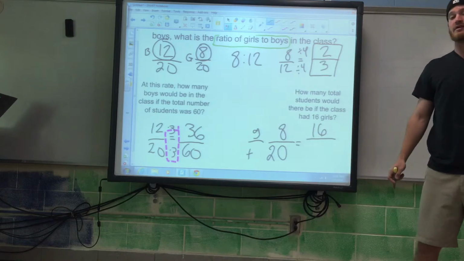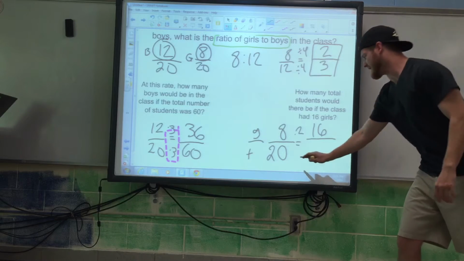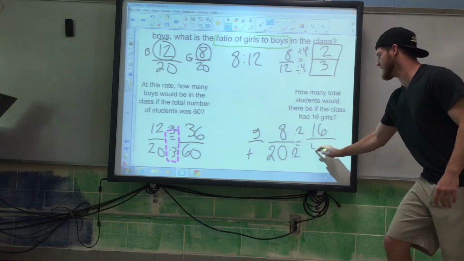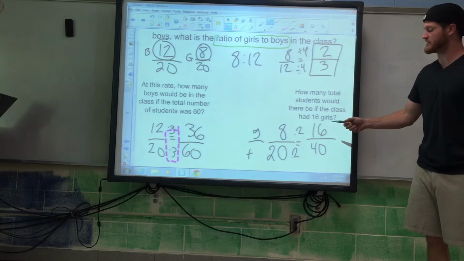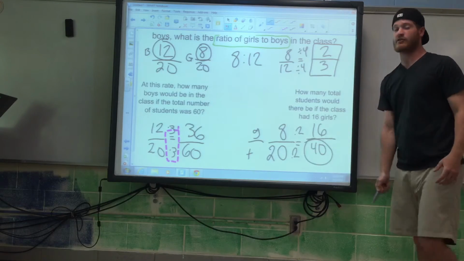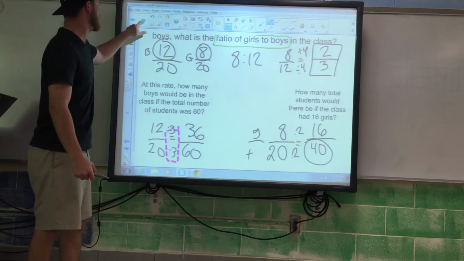8 to 16. What do I do to 8 to get to 16? You multiply by 2, which means what I do to the top, I've got to do to the bottom. 20 times 2 is 40. That means if there were 16 girls in class at the same rate, there would be 40 total students in this class.